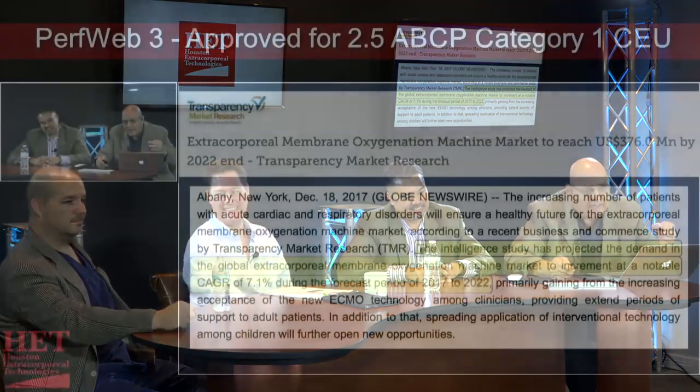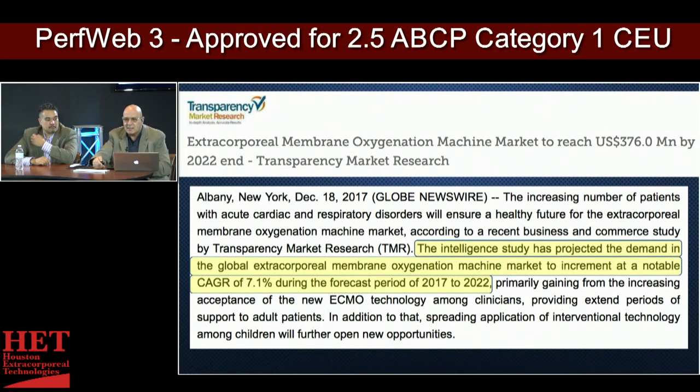So there's also an economic component to this. In this Transparency Market Research, I highlighted what I wanted you to read. The intelligence study has projected the demand in the global ECMO machine market to increase at a notable compound annual growth rate, that's what CAGR is, of 7.1% during the forecasted period of 2017 to 2022. So a 7.1% growth rate every year for that period of time would be incredible. Yeah. I don't think we're prepared for it.